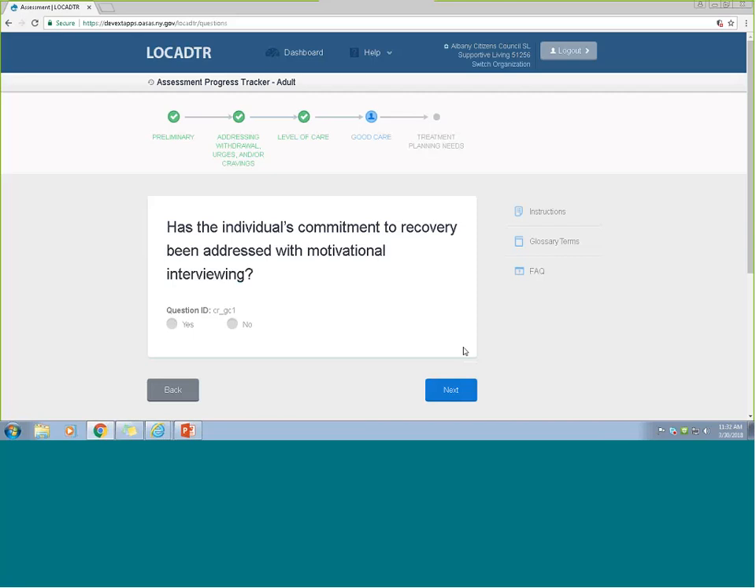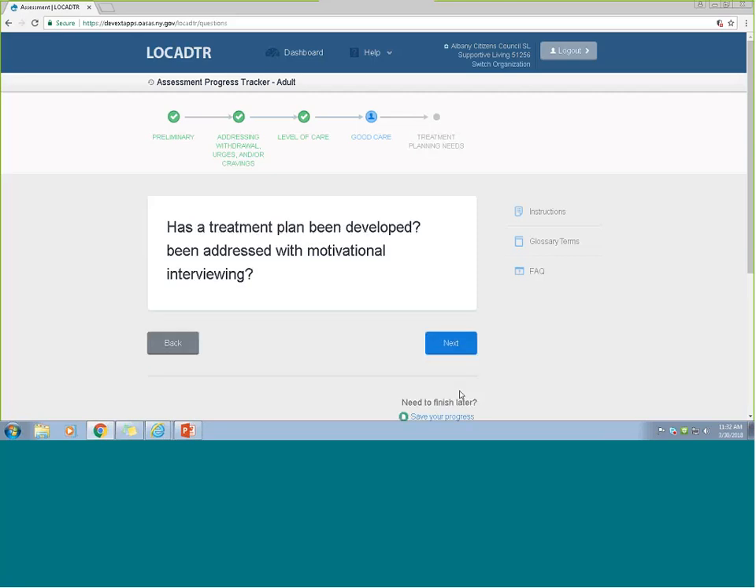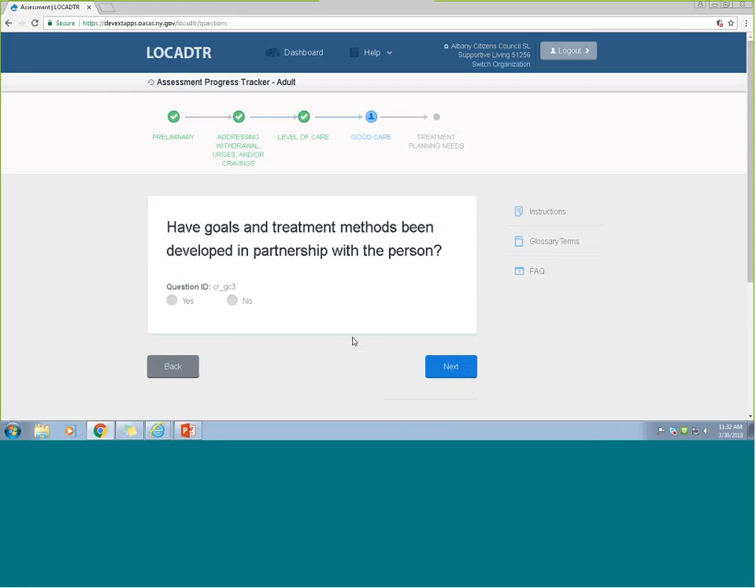So we ask in the good care questions, has the individual's commitment to recovery been addressed with motivational interviewing? I would say yes to that. Has a treatment plan been developed? Yes. Have goals and treatment methods been developed in partnership with the person? I would say yes, and I just would make a point about this question.